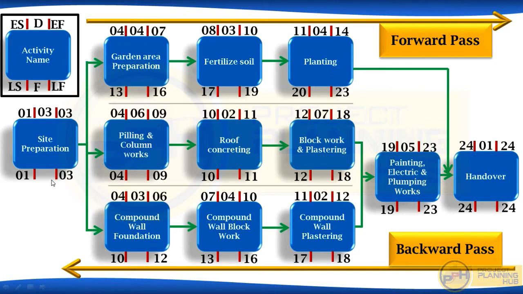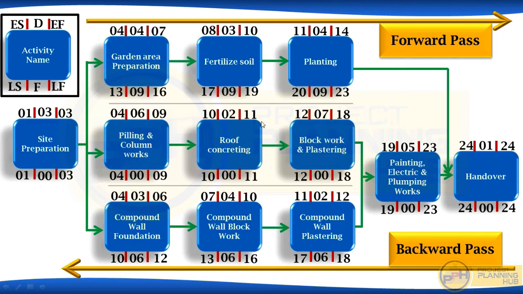Now let's calculate the float for each activity. For site preparation it's 0. Why? 1 minus 1. Or we can say 3 minus 3. Both give same answer only. Next, garden area preparation. Float 9. Why? 13 minus 4. Or we can say 16 minus 7. Both give 9. For piling and column work 0, 4 minus 4 or 9 minus 9, 0. For compound wall foundation 6, 10 minus 4 or 12 minus 6, 6.